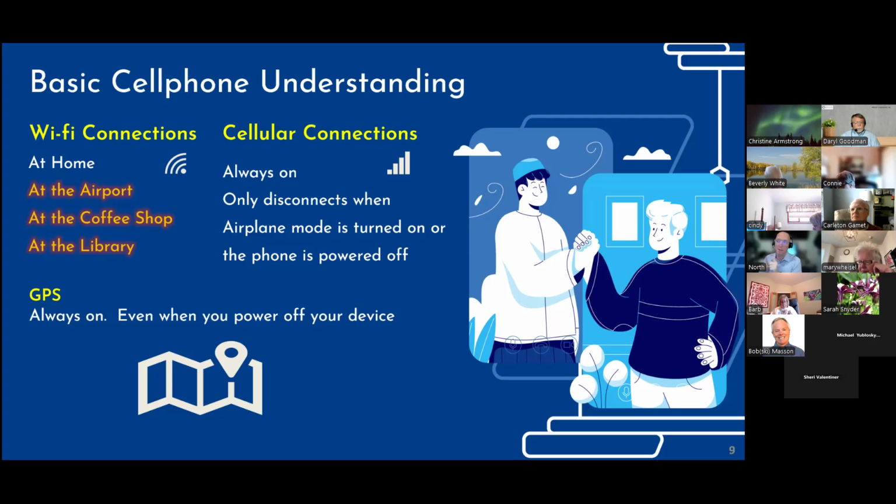Okay, moving on to cellular connection. Again, this is always on. Only disconnects when airplane mode is engaged or turned on, or the phone is powered off. So that's how you control the cellular connection, is either turn it off by activating airplane mode or physically turning the phone off. That's when you disconnect from the cellular tower.